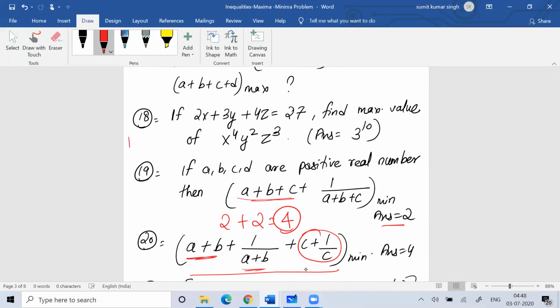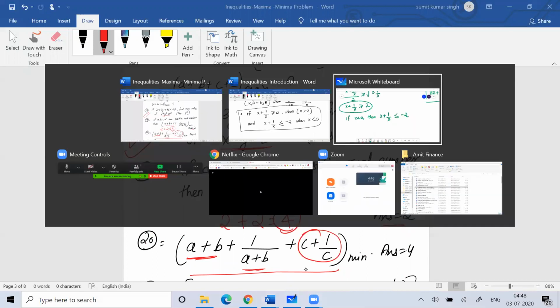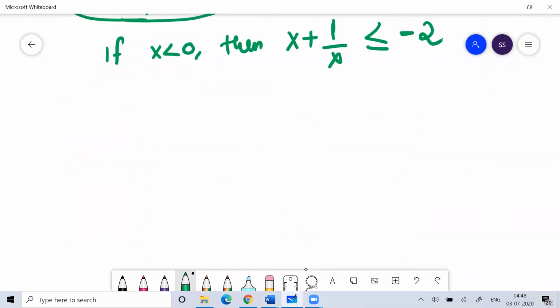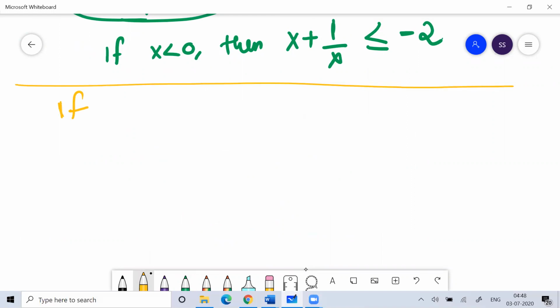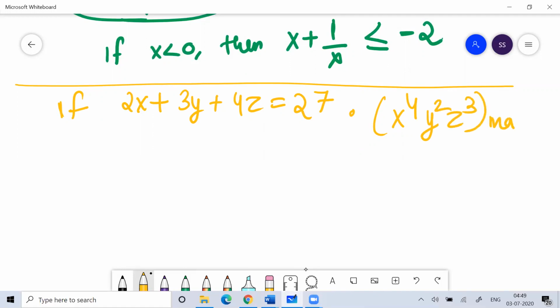Now, if you see question number 18. If 2x plus 3y plus 4z is 27, find the maximum value of this. Okay, so let me write down this problem. If 2x plus 3y plus 4z is equal to 27, you have to find the maximum value of x to the power 4 into y square z cube.